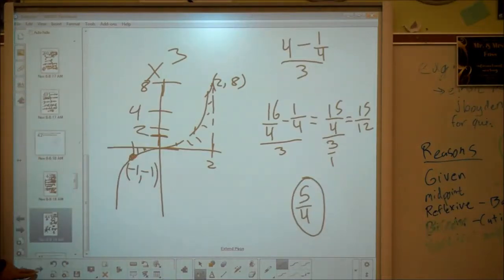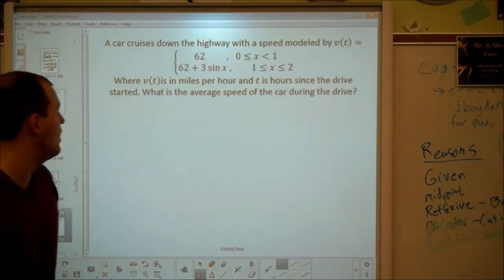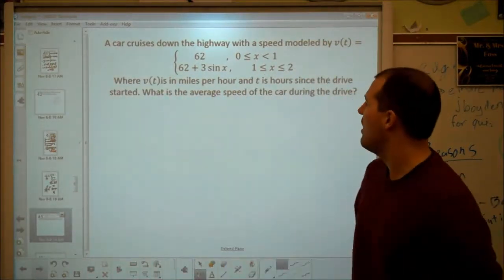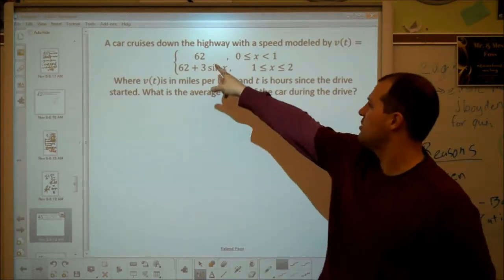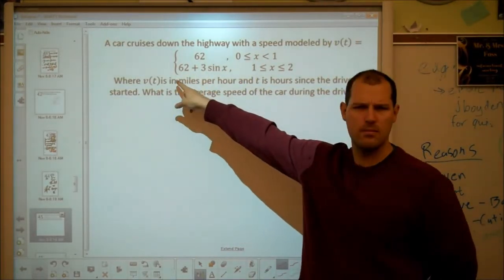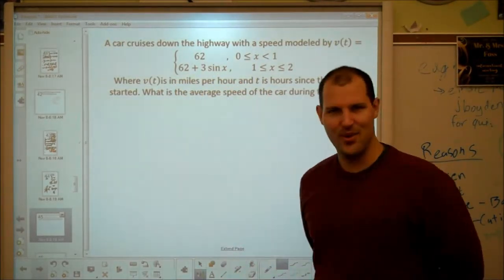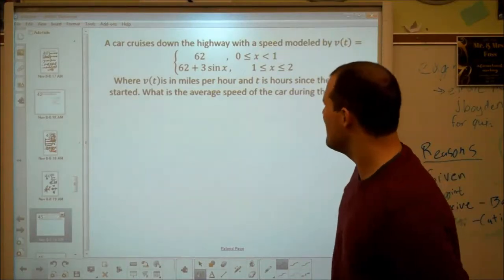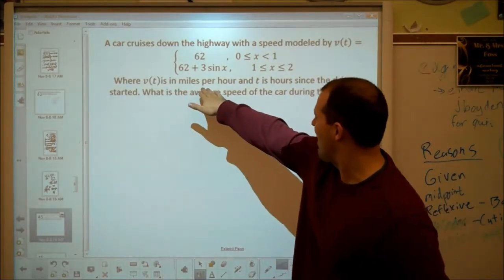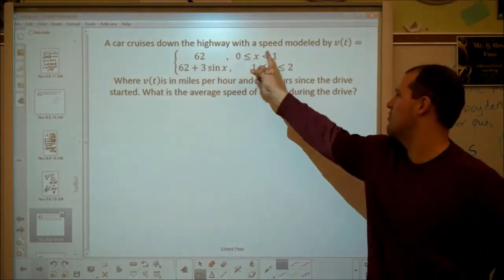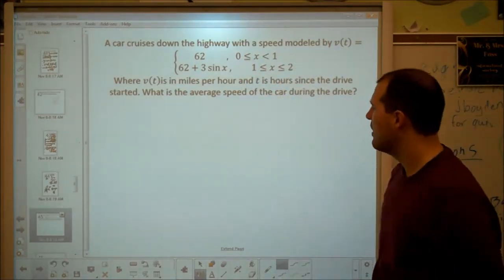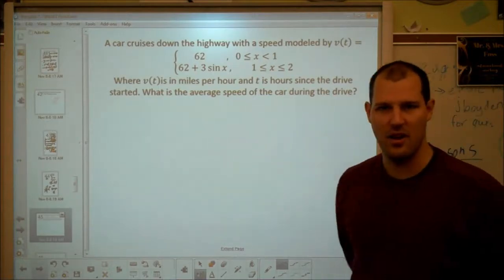Okay? Let's do one more. Let's look at an application. In this one, we've got a car cruising down the highway, and we have a velocity function for its speed. It was going 62 miles per hour for a while, and then it started to have some sinusoidal fluctuations in its velocity. We're given this in miles per hour, and t is hours since the drive started, so it looks like we're going from 0 to 2. It's a 2-hour-long drive. We want to know the average speed of the car.